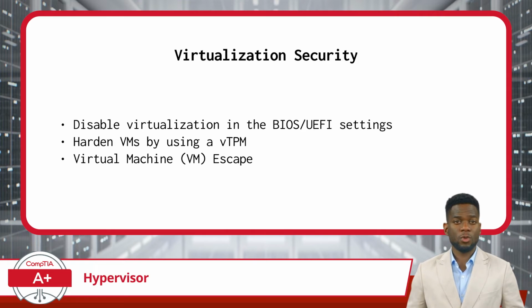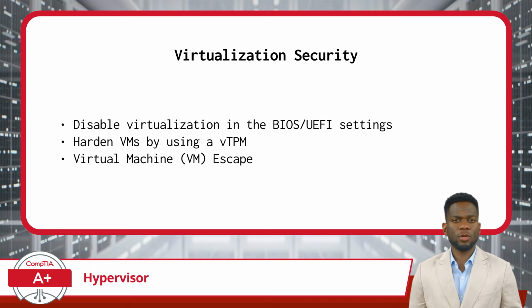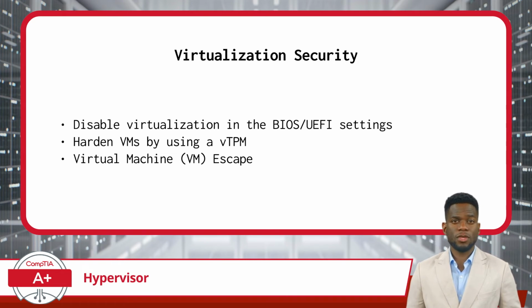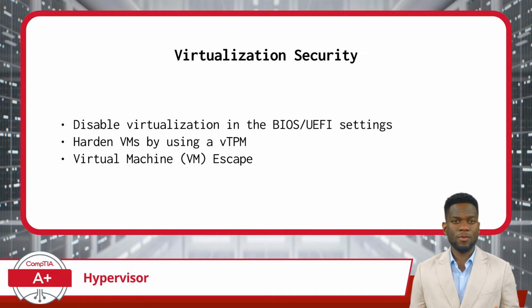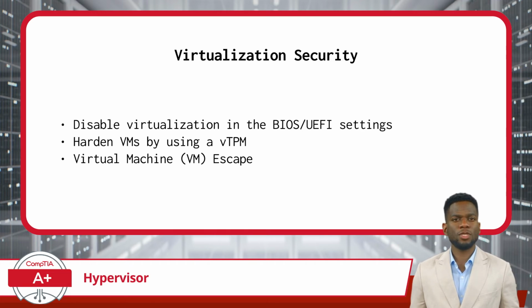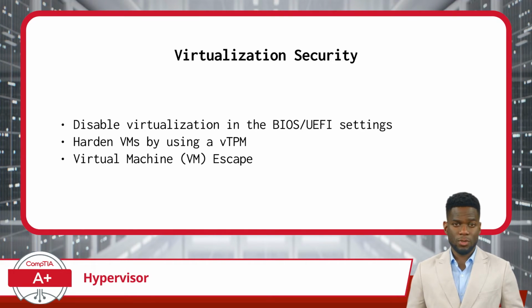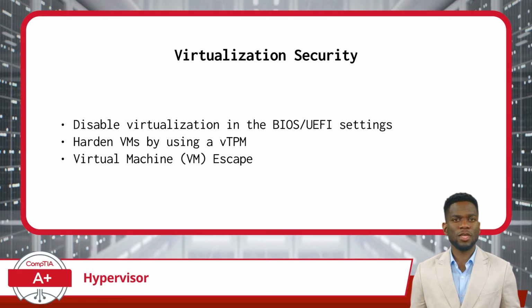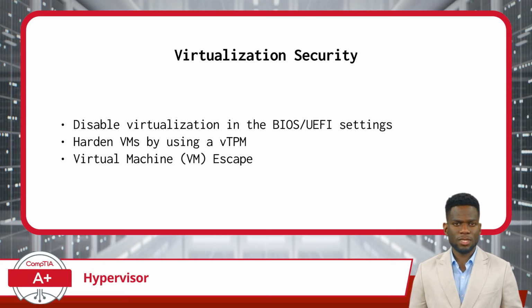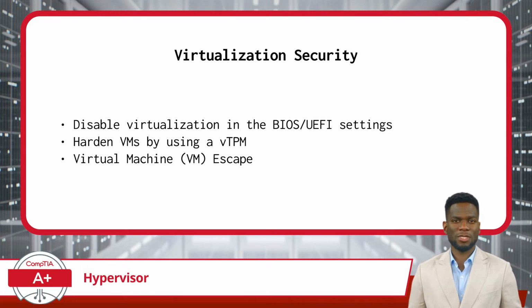Next, we have a Virtual Trusted Platform Module, or vTPM. This technology is used in virtualized environments to provide security functions similar to a physical TPM. The Virtual Trusted Platform Module enables the creation and management of a virtual TPM instance within virtual machines, allowing them to benefit from TPM functionality without requiring physical TPM hardware. This technology enhances security by enabling features such as secure boot and hardware-based encryption within the guest operating system.